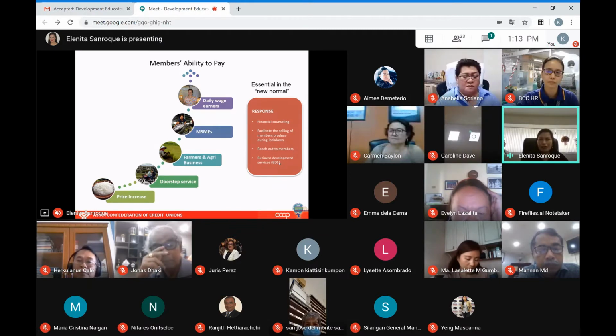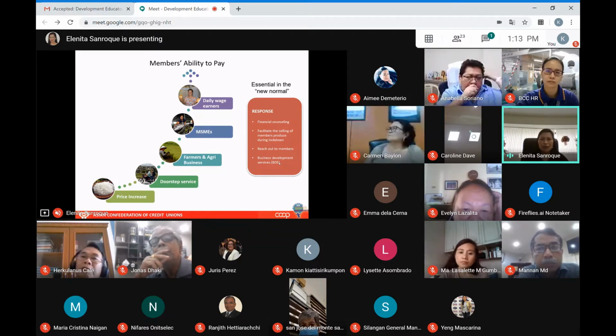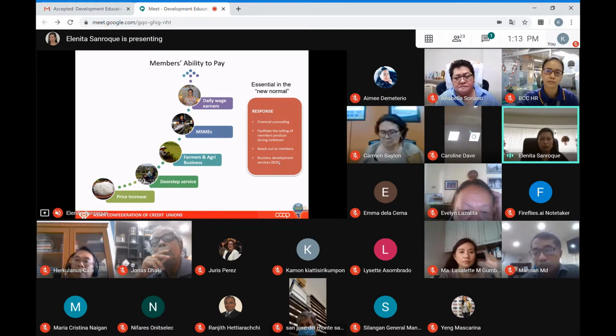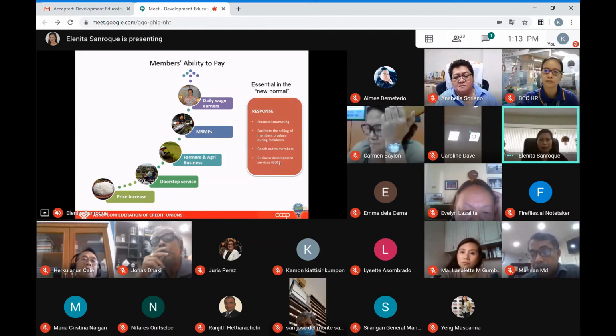So we have an example here in Nepal where the members cannot pay because they do not want to go out of their homes. They have the money to pay, but because the door-to-door service has been stopped, they cannot repay their loans in the credit union.